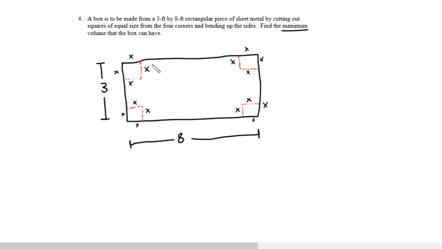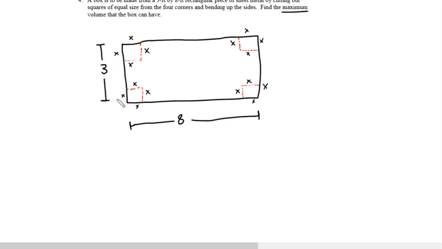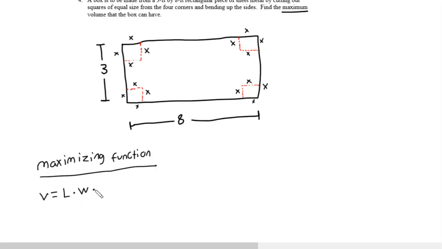So what are we being asked to maximize? We did the first step, we drew it. We did the second step, we labeled it. Now let's set up what we need to do. We're being asked to maximize the volume, so that's my maximizing function, or the master function, if you want to call it that. V equals, well, what's the volume of a box? It's just length times width times height.